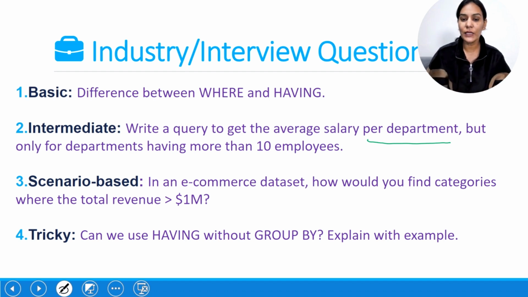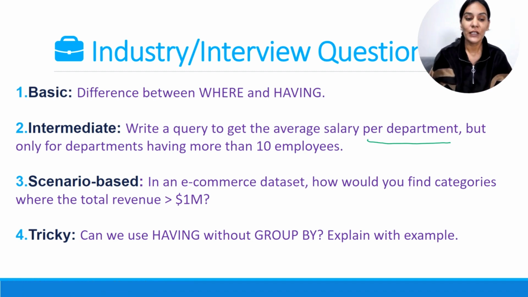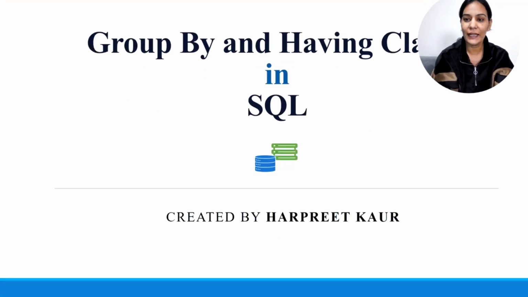So in an e-commerce data set, how would you find categories where the total revenue is greater than 1 million? Can you use HAVING without GROUP BY? Explain with an example. All these questions are important not only with respect to your interview time but also during your exam time. So don't miss anything. Let's discuss the topic. Our main topic today is GROUP BY and HAVING clause.